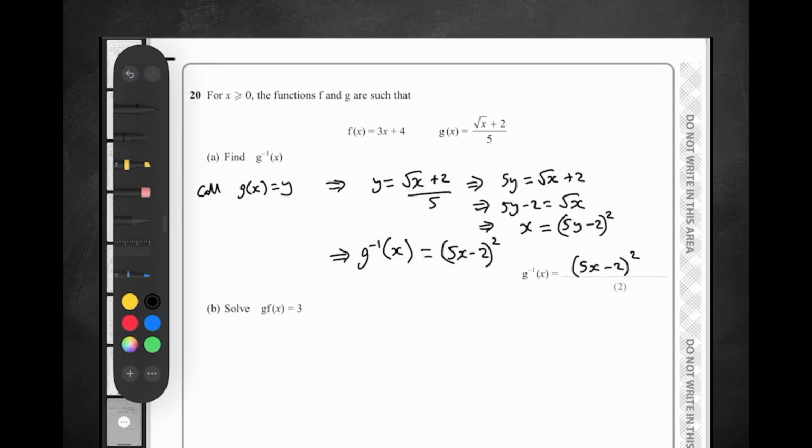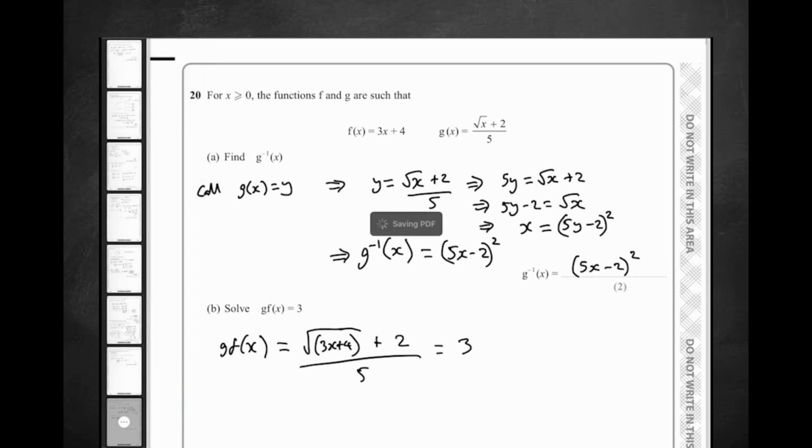Part B. Solve gf of x equals 3. So, gf of x, we basically need to put the equation for f of x into g. So, gf of x equals the square root of 3x plus 4, plus 2, divided by 5, equals 3.